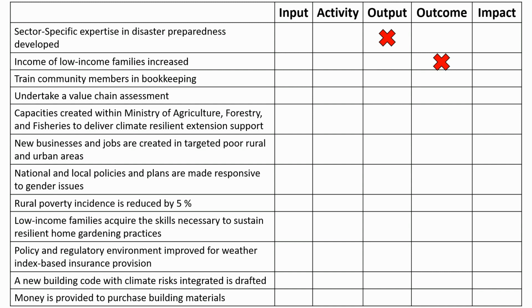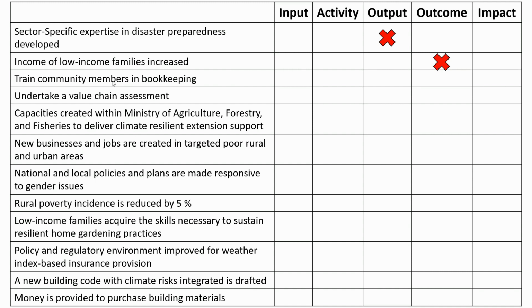Yeah, if you're doing a relatively small project, it may not have the scope to improve the income of low-income families. So if you're doing a smaller project, it may contribute to this in the longer term, but the project itself might not do it. And so in that case, it would be an impact. But if you're doing a large project that is 5 years or 6 years or 7 years, it may be realistic to expect that you can improve the income of low-income families in that time period.